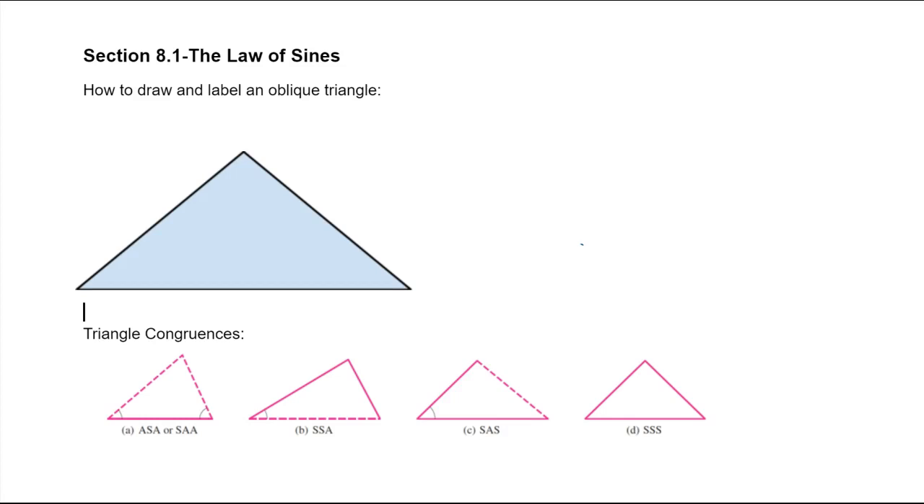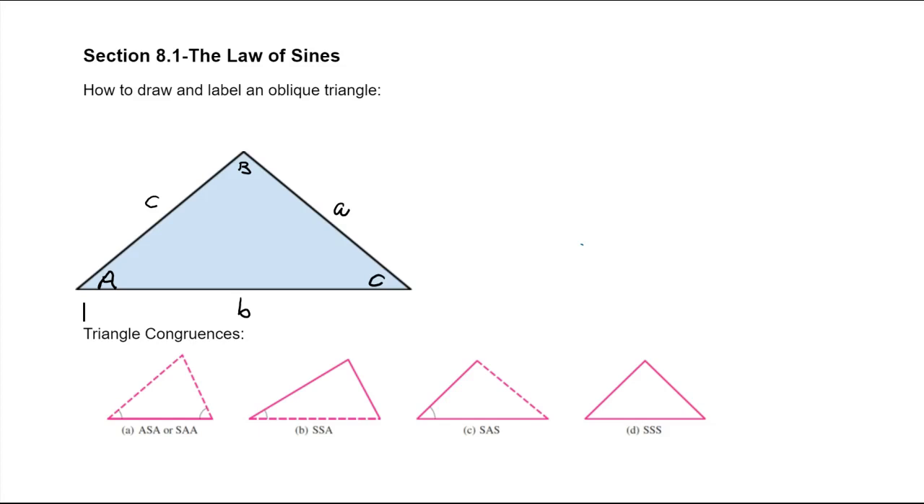Okay, so if I call this, suppose, angle A, and I call this angle B, and this angle C, then I need to label the opposite side of the angle with the corresponding side. So if this is angle A, then this one right here is side A. If this is angle B, then this one right here is side B. If this is angle C, then the opposite here is side C. And notice I use capital letters for the angles, lowercase letters for the side lengths.